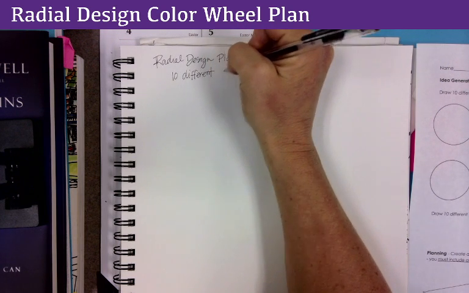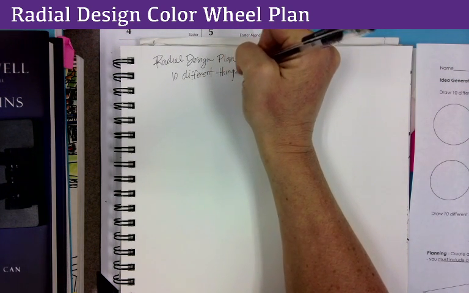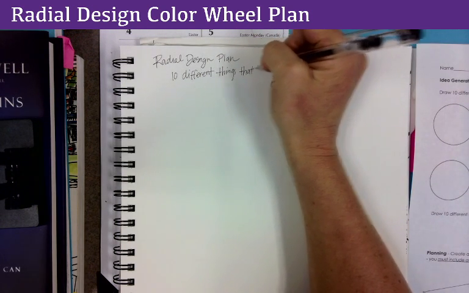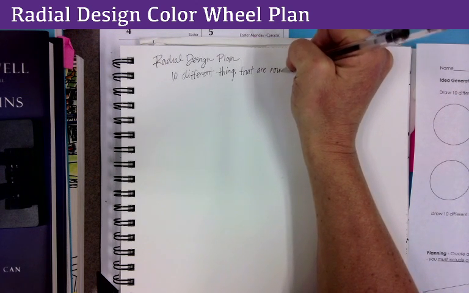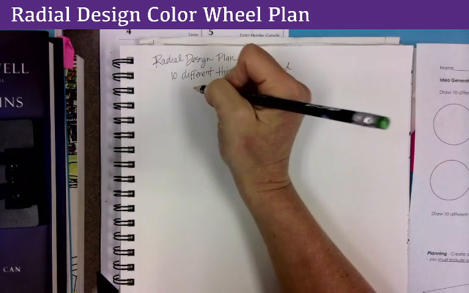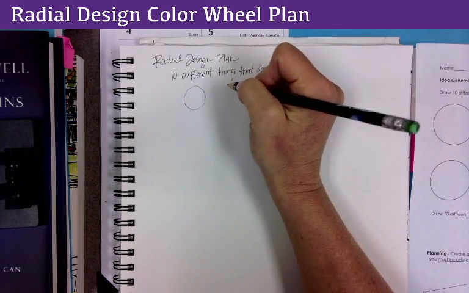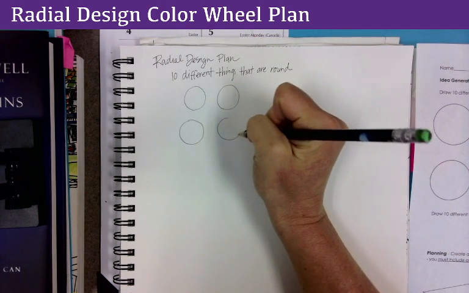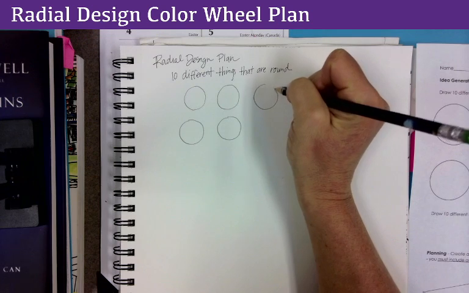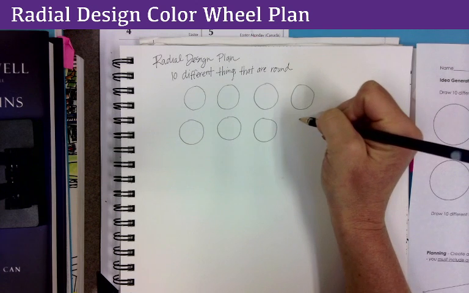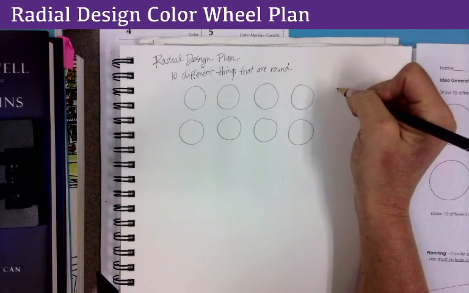The first thing we're going to do is draw 10 different things that are round or a circle. When you draw these things, I want you to elaborate, not just draw the most basic version. So set up your page and draw 10 different circles. They don't have to be perfect circles. These are about the size of a nickel. If you want to use a tracer, you can, but you can see mine are imperfect themselves.